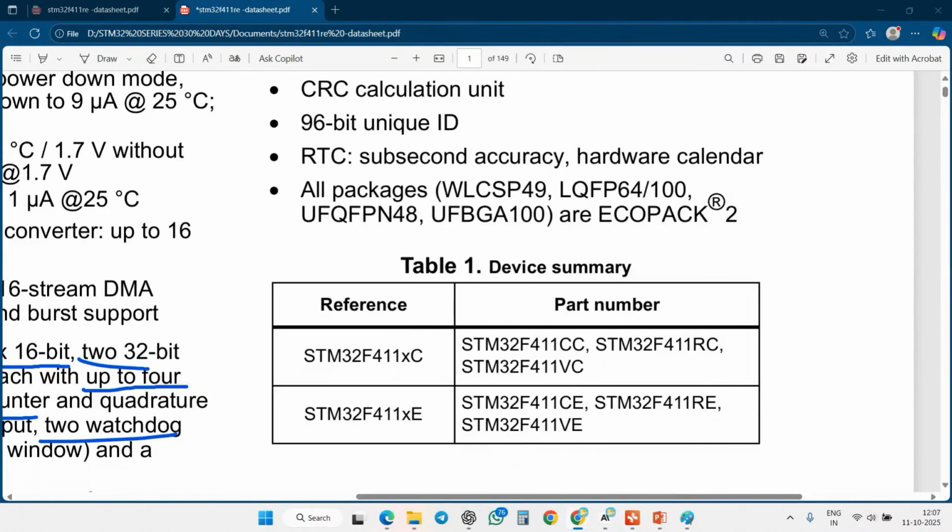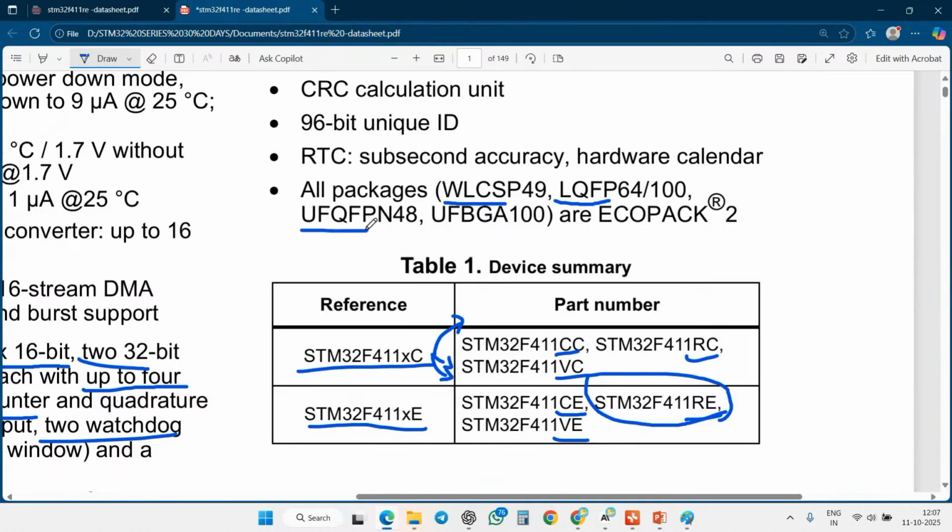Here we have a series of ports. This is the family, and these are subfamilies: CC, RC, VC. In XC we use CE, RE, VE. We are using a specific board of RE. Inside that many packages are there, like WLCSP, and this is a quad flat package, and this is an ultra quad flat package, ultra fine quad flat package.